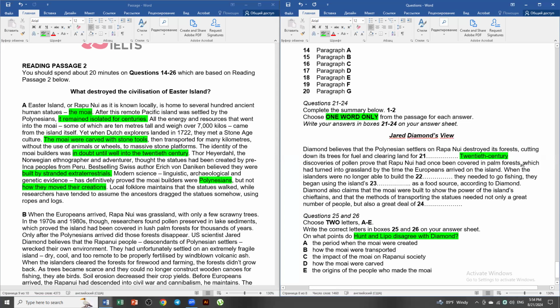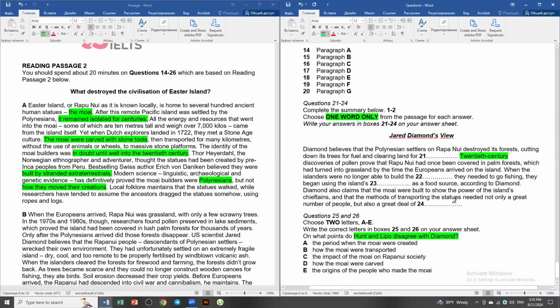So it had turned into grassland by the time Europeans arrived on the island. So when the islanders were no longer able to build something, they needed to go fishing. They began using the islands as something else, as a food source, according to Diamond. Diamond also claims that the Moai were built to show the power of the island's chieftains.